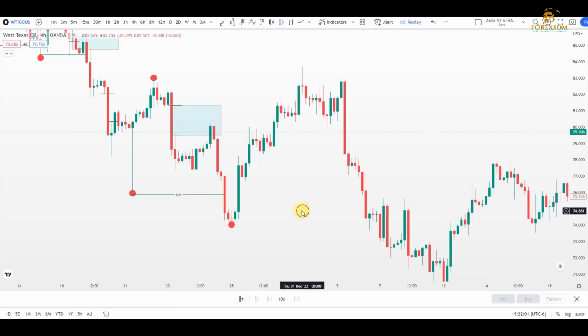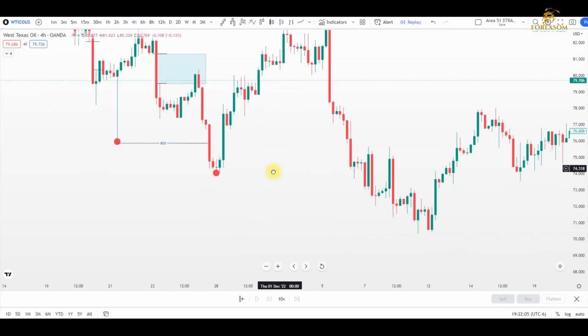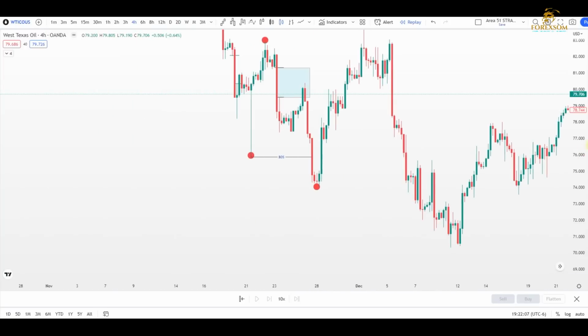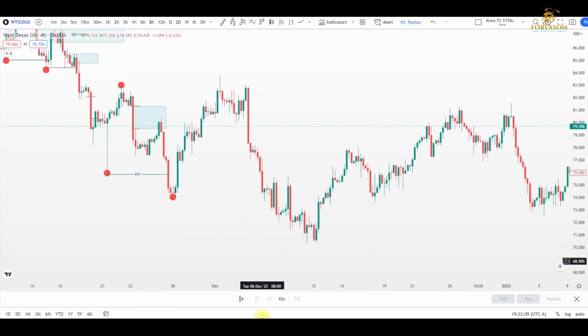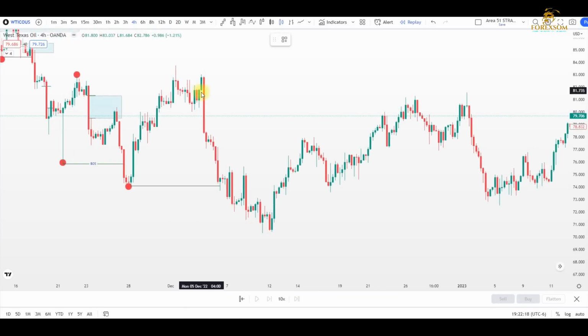Again, with this imbalance here, the market came back, retested, and then continued to the downside. Okay, continued to the downside. So what happened after that is we continued going down. Market is still dropping, guys.